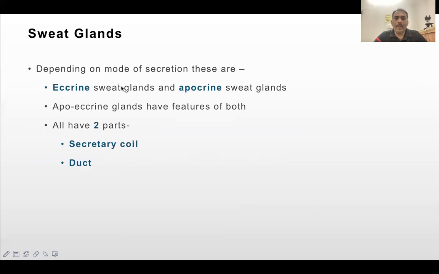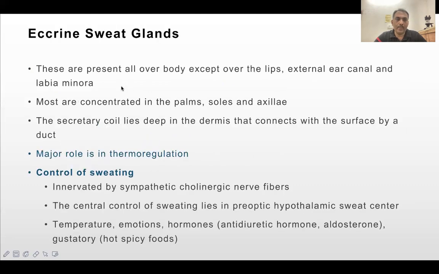The sweat glands, depending upon the mode of secretion they follow, are divided into eccrine glands or apocrine glands, and the apocrine glands have features of both. Every sweat gland has two parts, the secretory coil and the duct. The eccrine sweat glands are present all over the body, except the lips, the external ear canal, and the labia minora.